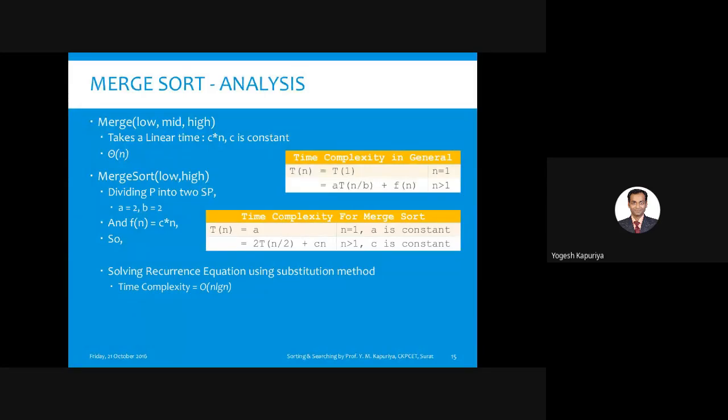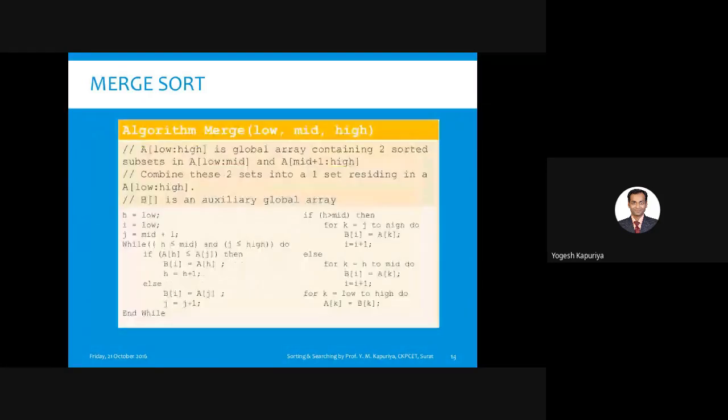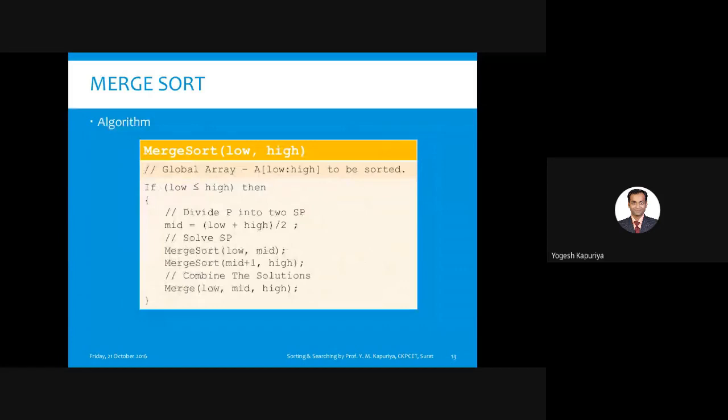Yes, in that case, if there are five numbers, then division will take place. If you observe this algorithm, see this, mid is equal to low plus high by 2. So when you are dividing, let us say, 5 numbers, your low will be 1, and 1, 2, 3, 4, 5, your high will be 5. So it is 1 plus 5 divided by 2. 1 plus 5 is 6, 6 divided by 2.